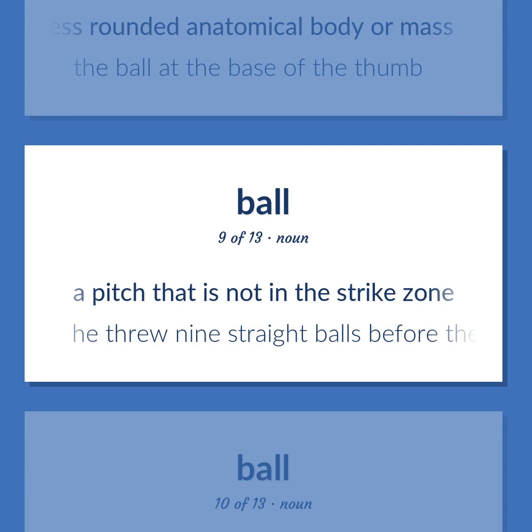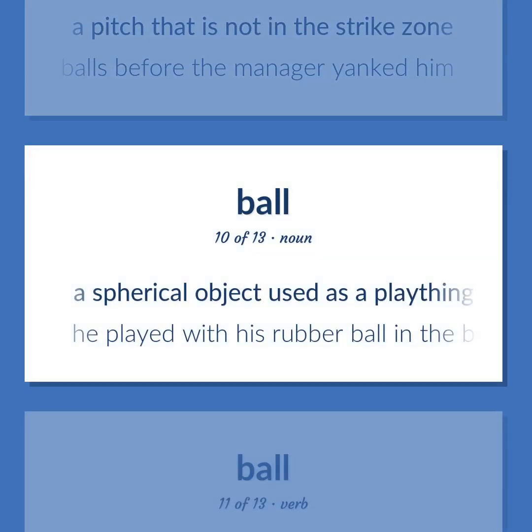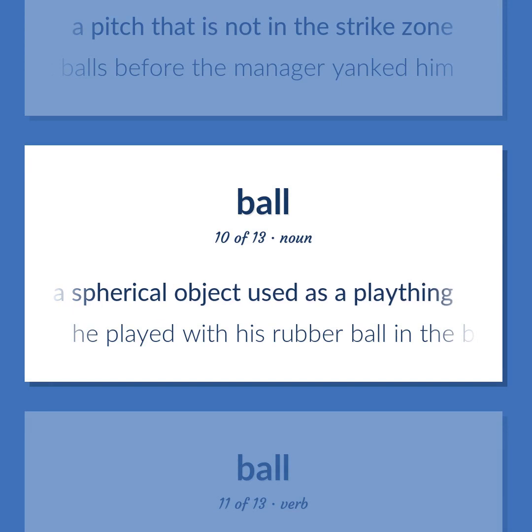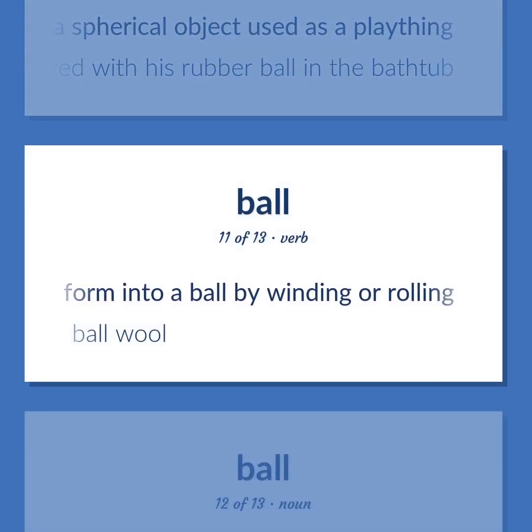A pitch that is not in the strike zone. He threw 9 straight balls before the manager yanked him. A spherical object used as a plaything. He played with his rubber ball in the bathtub. Form into a ball by winding or rolling. Ball wool.